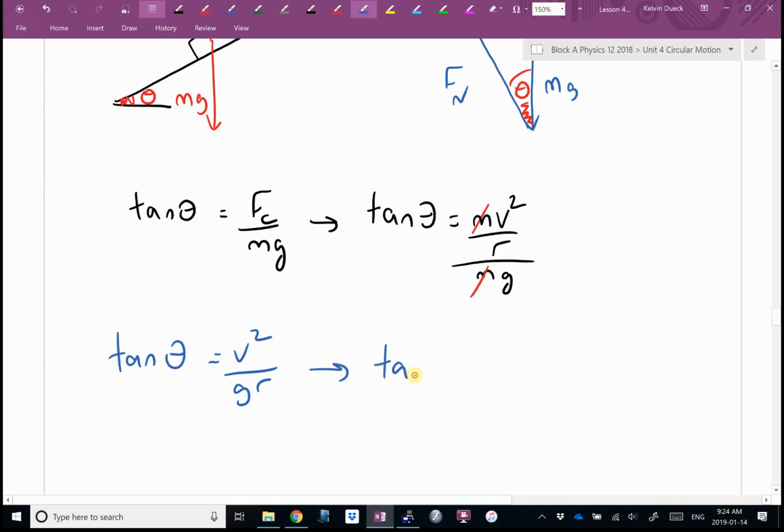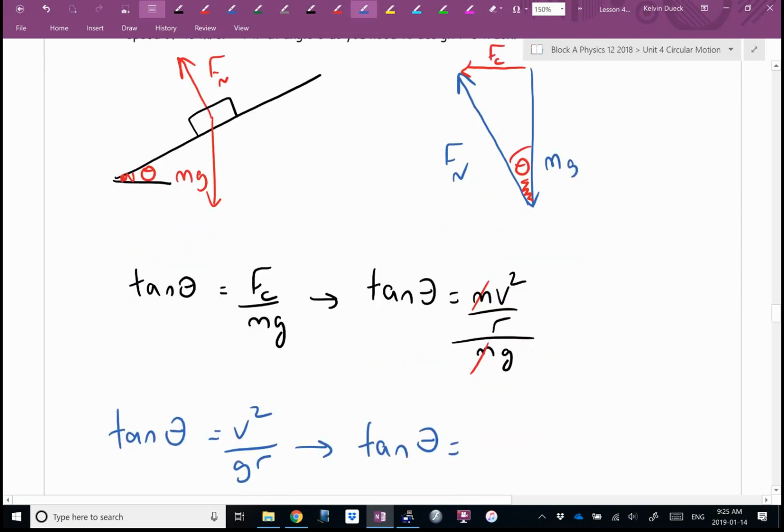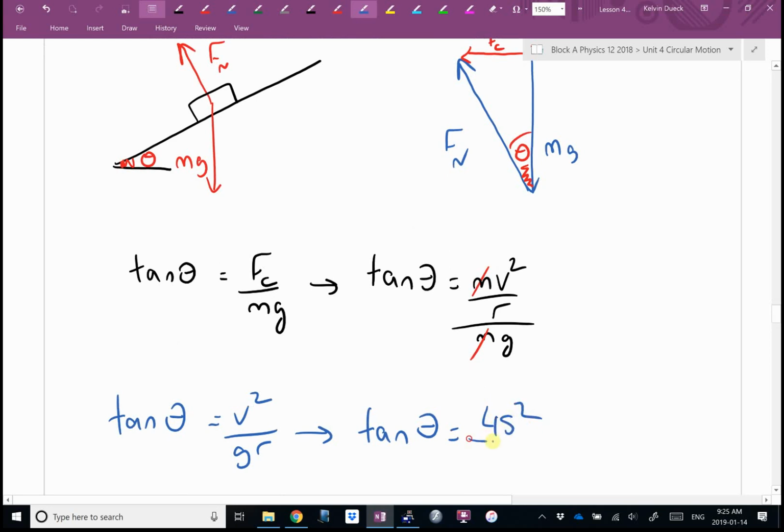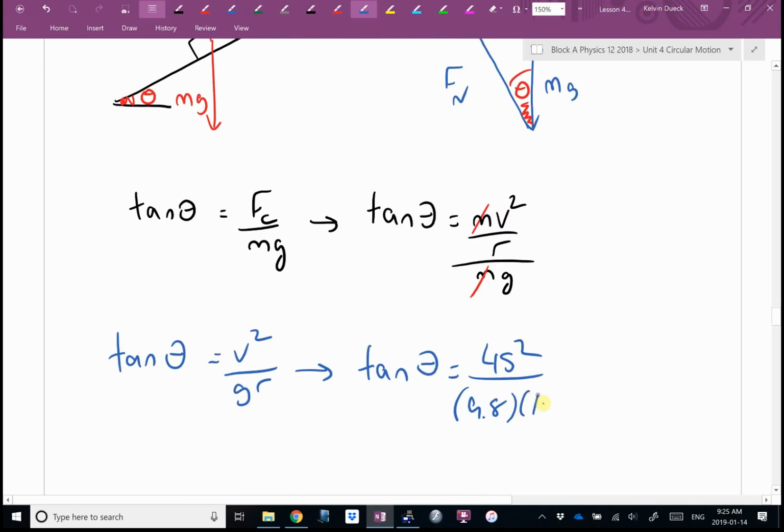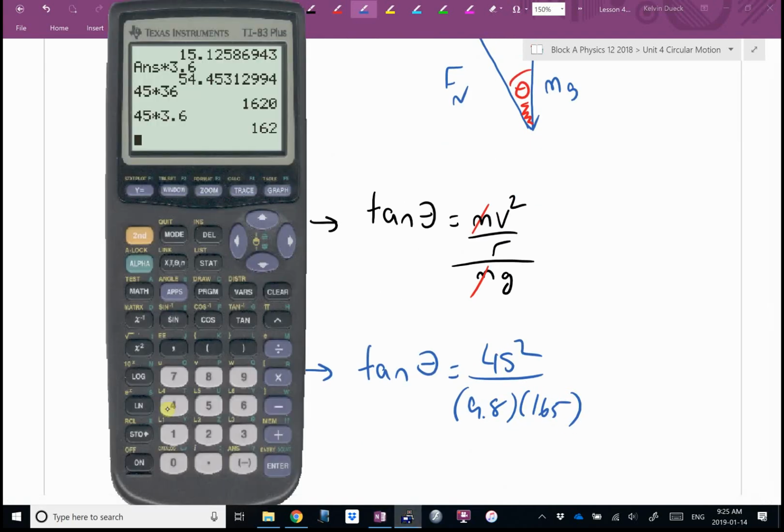So I'm going to get tan of mystery angle theta equals, how fast do we want them to go? 45 squared, all over 9.8 times, what was the radius? 165 meters. 45 squared divided by bracket 9.8 times 165. Shift tan of that. Make sure you're in degrees. Some of you may find you're in radians, or you might be in radians soon in pre-calc. And I get 51.4 degrees.